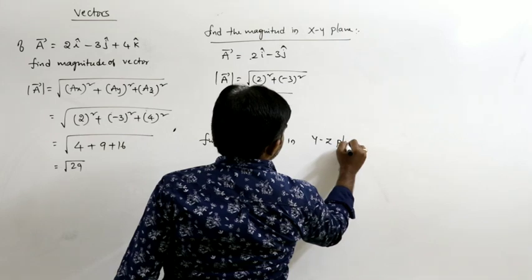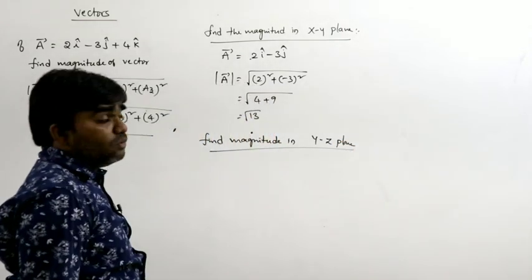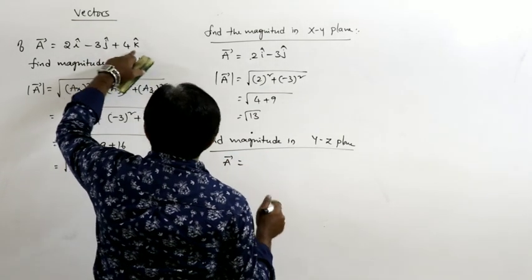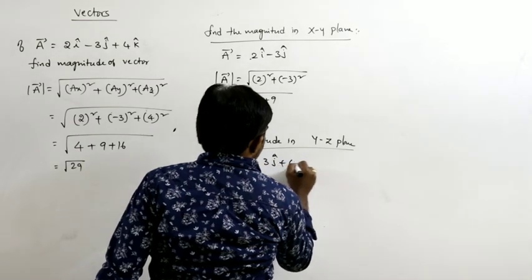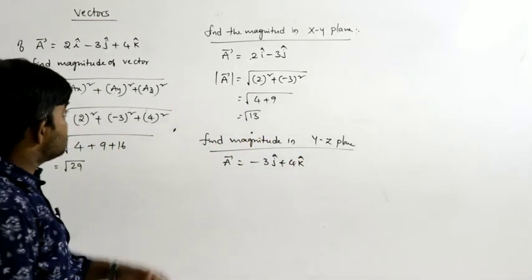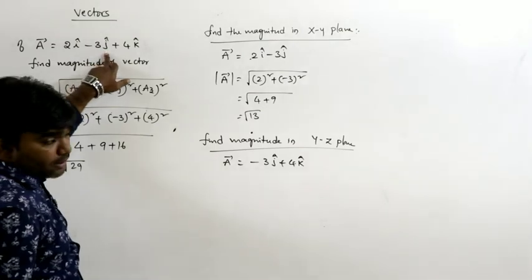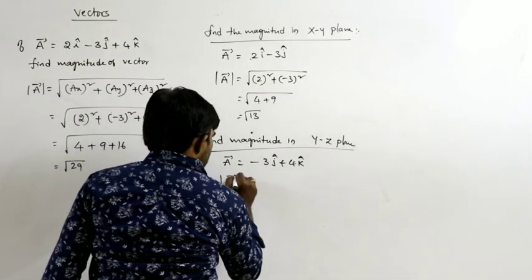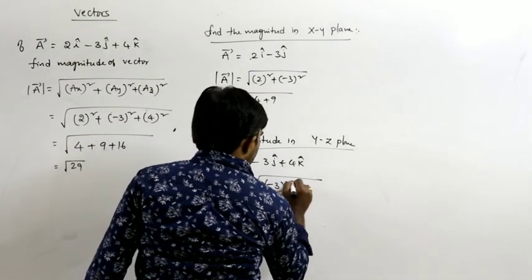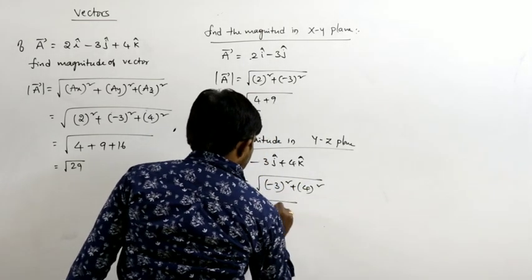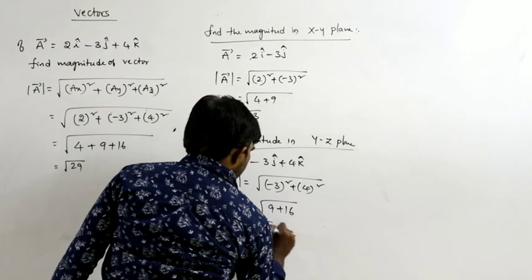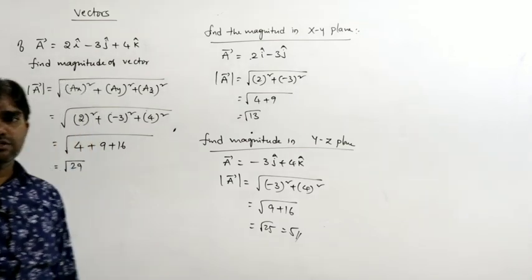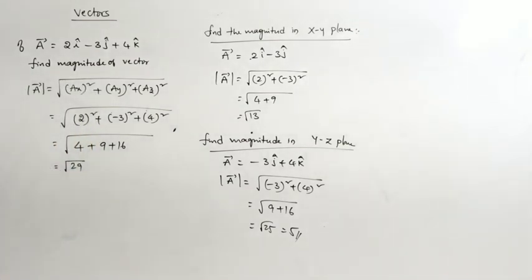In the same way, find the magnitude in the YZ plane, let us say. YZ plane means we have to consider j and k, so a bar is minus 3j plus 4k. Only those two, because y means j cap, z means k cap. So magnitude of a bar is under root minus 3 whole square plus 4 square, which is 9 plus 16, under root 25, so that is equal to 5. This is the way to find out the magnitude in different situations.